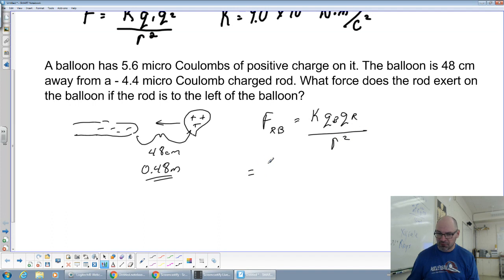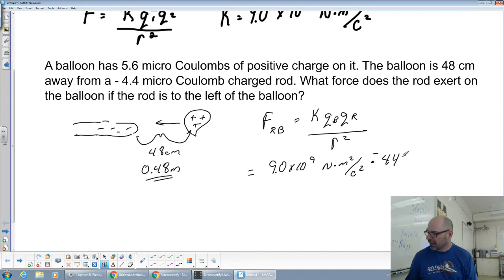Okay, so if we plug our numbers in, K is 9.0 times 10 to the 9 Newton meters squared over Coulomb squared, times 4.4 negative it is, but that doesn't really matter here. It just tells us which way the force is going to go. If it was the same charges, the force would be going the opposite way, repulsion.